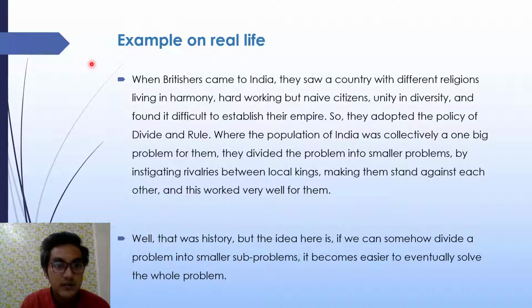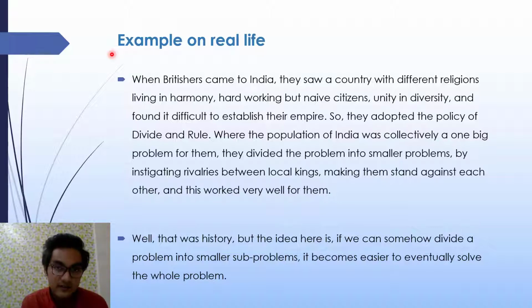Now we are going to show an example from real life. Just like when the British came to India, they saw a country with different religions living in harmony, hardworking but naive citizens. One unit in diversity, and they found it difficult to establish their empire. So they adopted the policy of divide and rule, where the population of India was collectively one big problem for them. They divided the problem into smaller problems by instigating rivalries between local kings, making them stand against each other, and this worked very well for them.